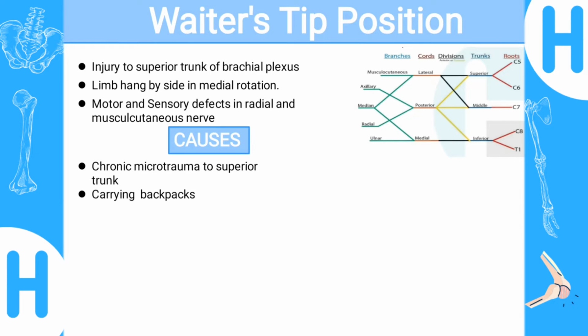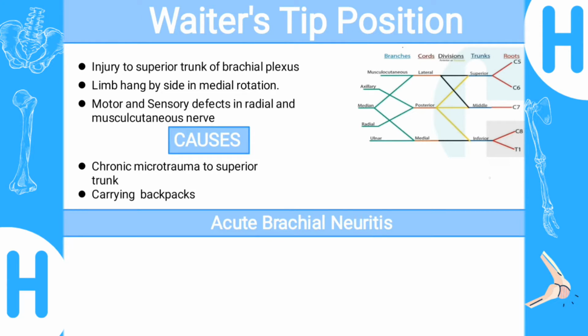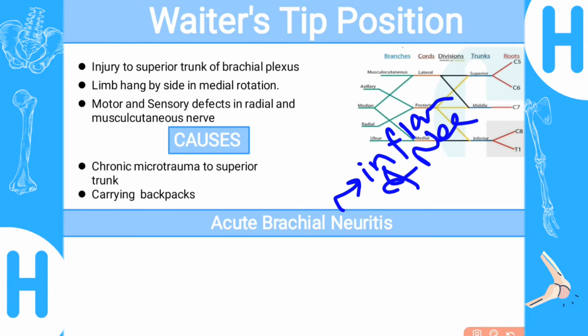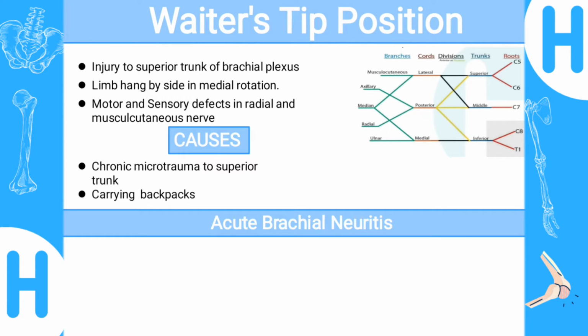Okay guys, our next topic is acute brachial neuritis. Basically, the term neuritis refers to inflammation of a nerve, and neuropathy refers to damage or dysfunction of a nerve. Okay, so it is inflammation of the brachial plexus that can cause peripheral neuropathy, or we can say the peripheral nerves are dysfunctional. Okay, it is a neurological disorder of unknown cause.